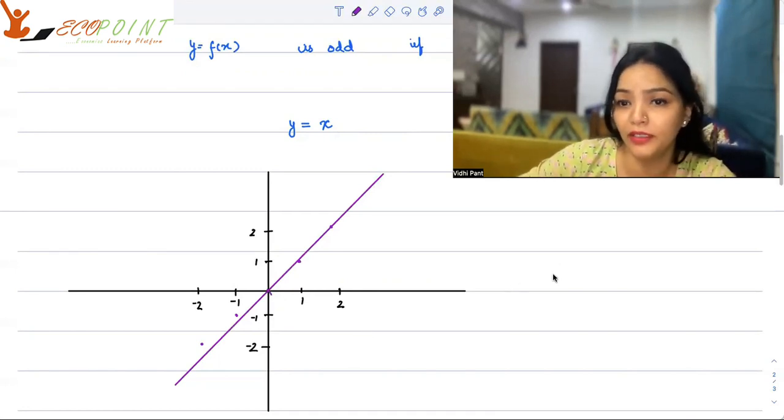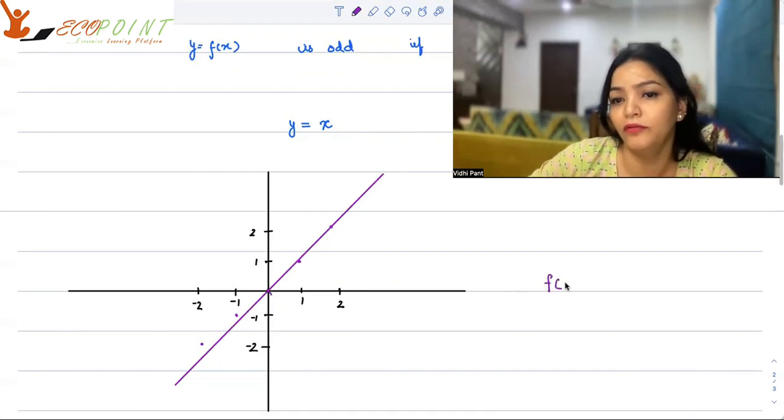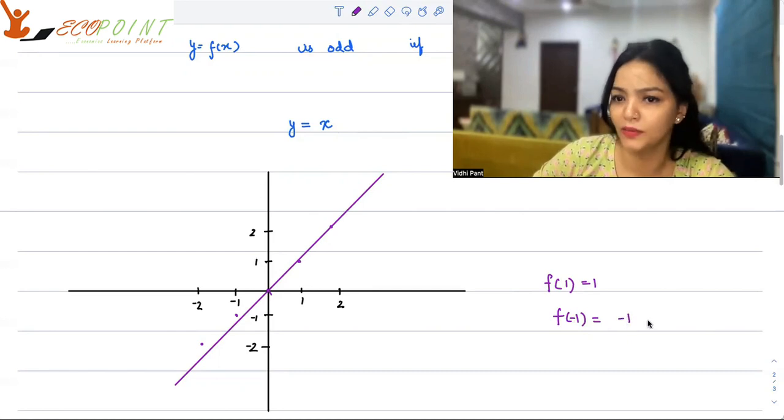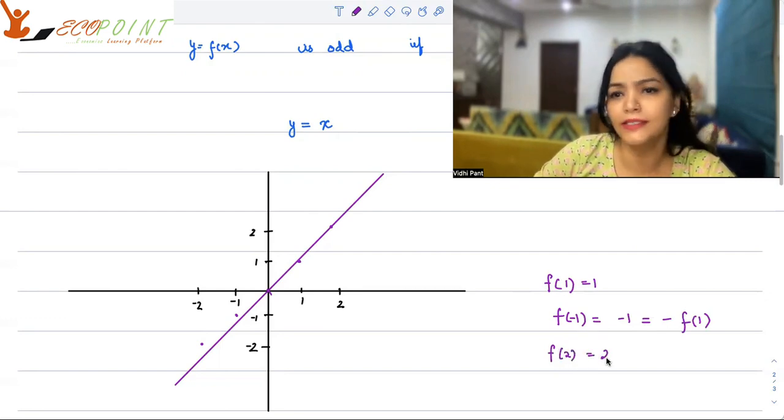Now, what's going to happen here? f(1) is 1. f(-1) is minus 1, which is actually equal to minus f(1). f(2) is 2.